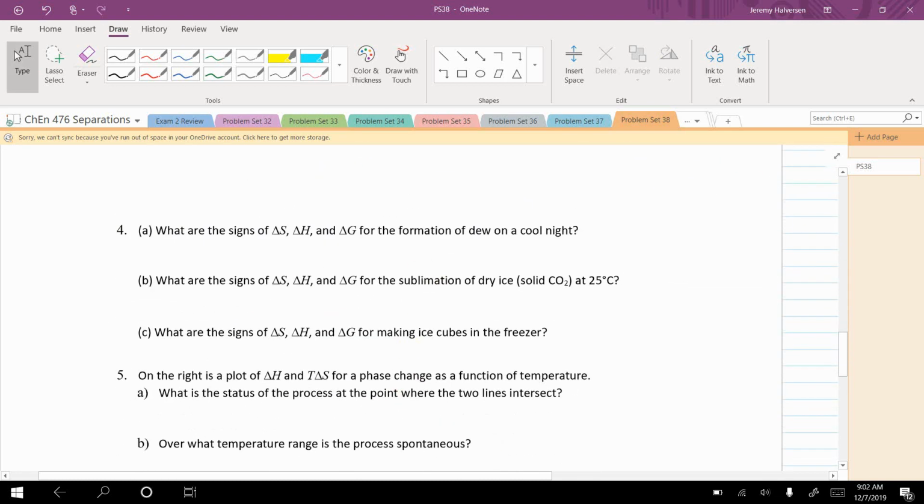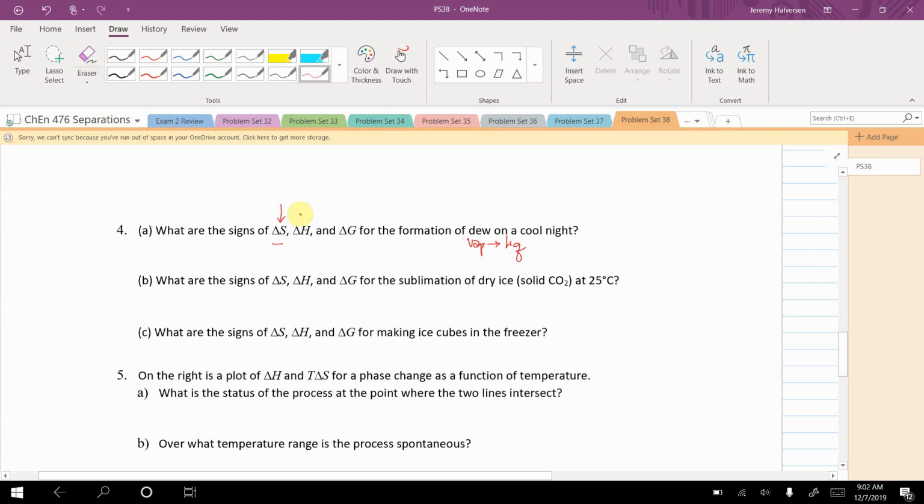All right. Okay, what are the signs of delta S, delta H, and delta G for the formation of dew on a cool night? Okay, so what's the question we're asking when we're talking about delta S? We're asking, is this becoming more ordered or less ordered? Well, dew forming on a cool night is going from vapor to liquid. That's becoming more ordered, which means my delta S must be negative.